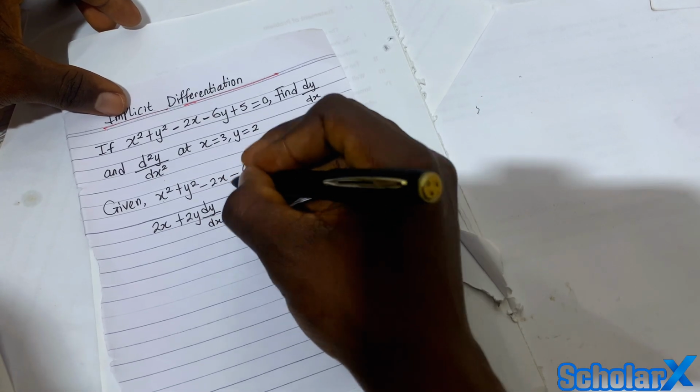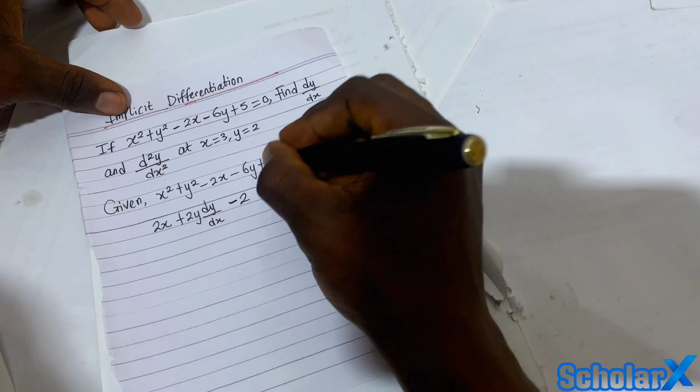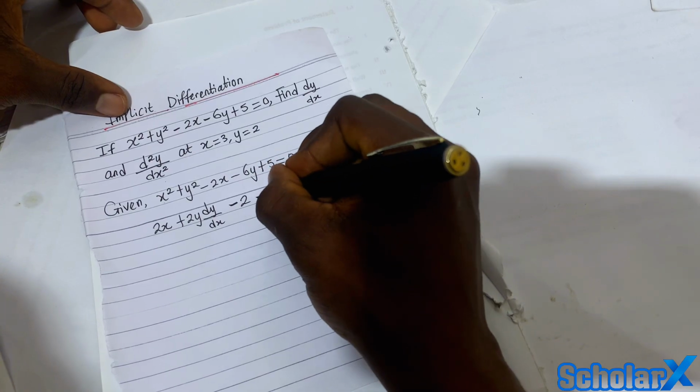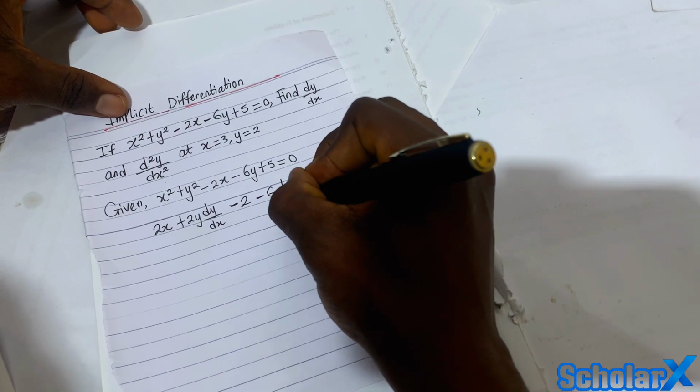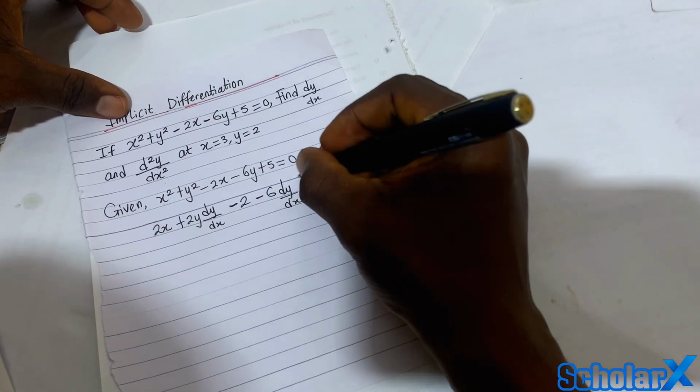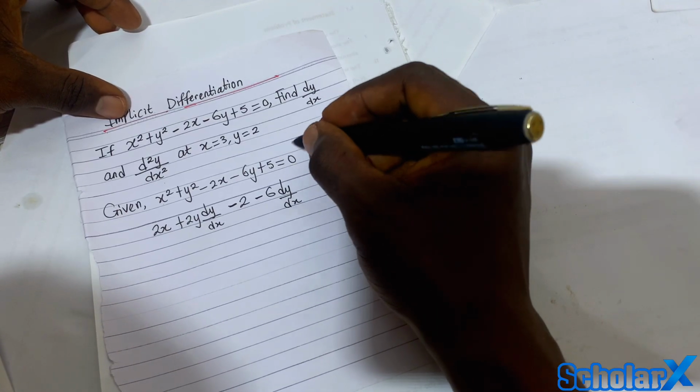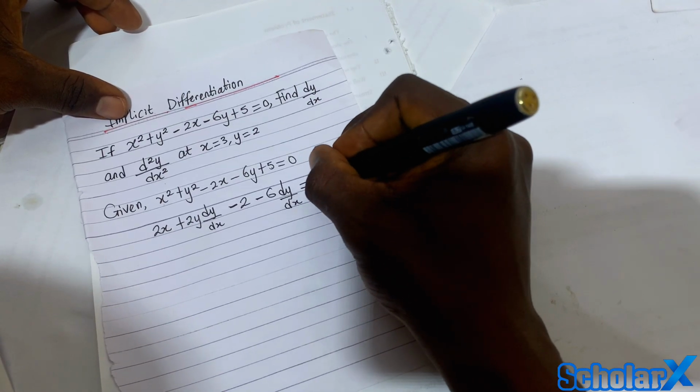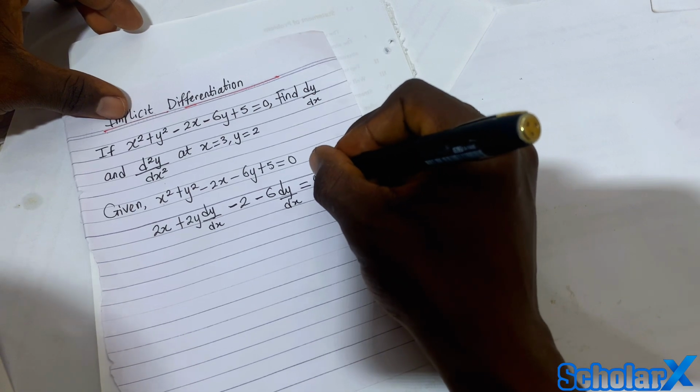Then differentiate minus 2x, you're going to have minus 2. Differentiate minus 6y, you're going to have minus 6, but you must add the dy/dx behind it. Differentiate 5, 0, gone, all right? When you differentiate 5, a constant, an ordinary number, you get 0, is equal to, of course, if you differentiate 0, you still have 0, right?